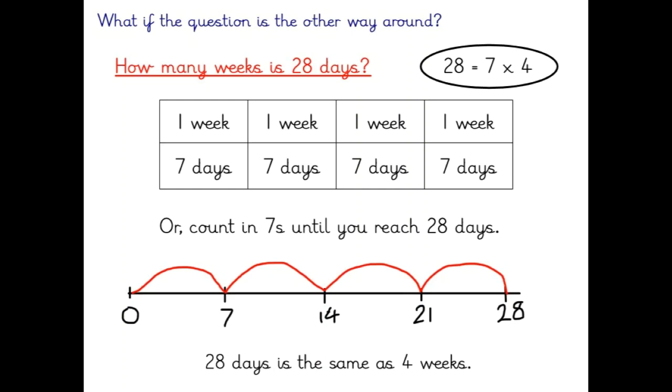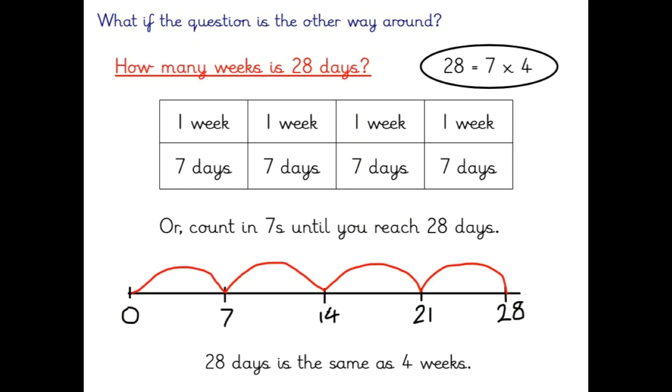But what if the question is the other way around? In this question it asks how many weeks are there in 28 days. If 1 week is 7 days, we need to count in our 7s until we get up to 28 days. Okay, so as you can see from my bar model, I've got 4 lots of 7 days, because I know that 7 times 4 is 28. Okay, so if I've got 4 lots of 7 days, that must represent 4 weeks.